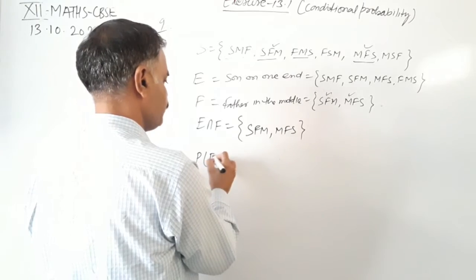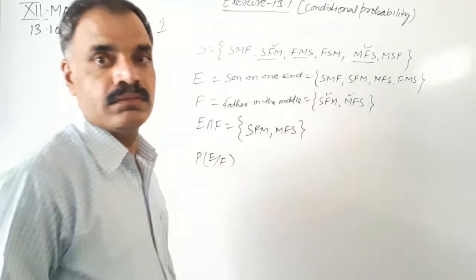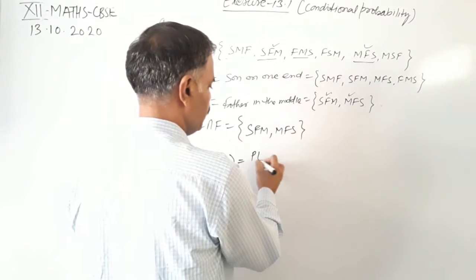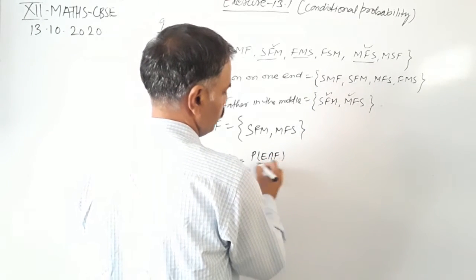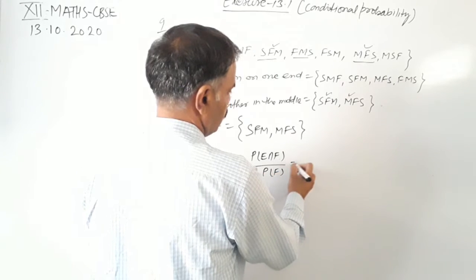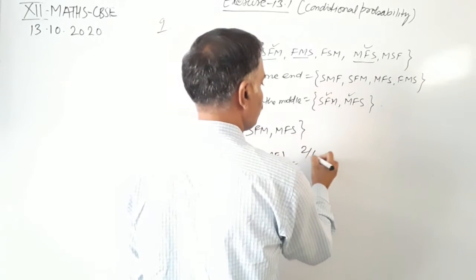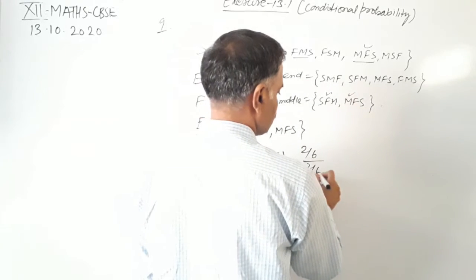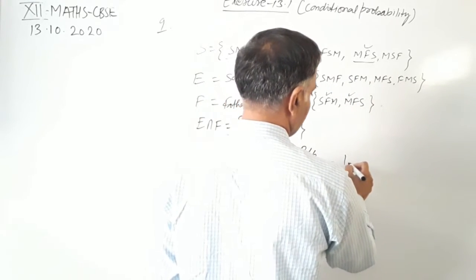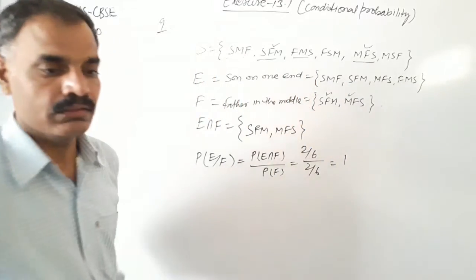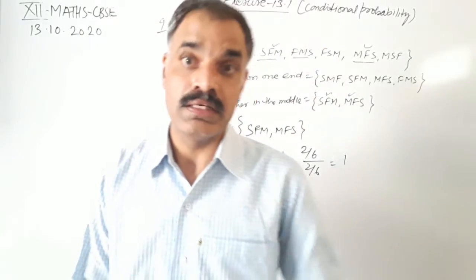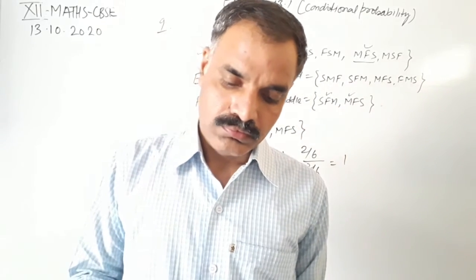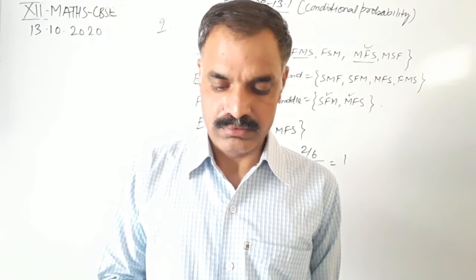Now we have to find the probability P(E|F). This is equal to P(E intersection F) upon P(F), that is 2 upon 6 upon 2 upon 6. So 1 upon 1, that is 1. So the probability is 1, which means 100% probability. So this was question number 9.